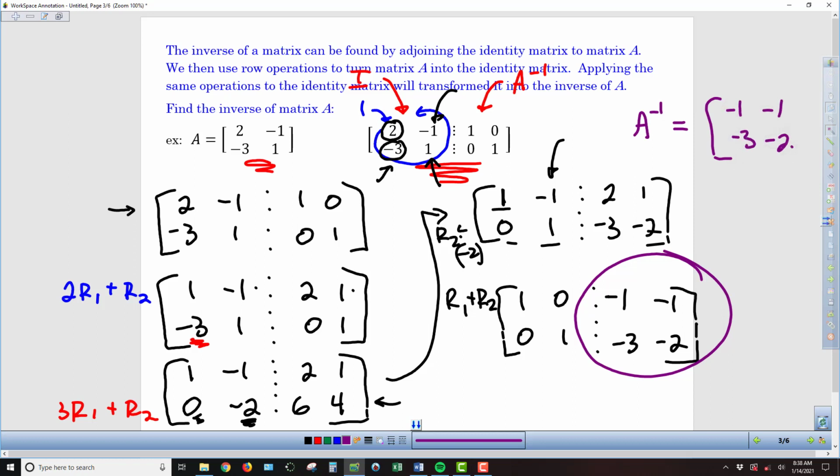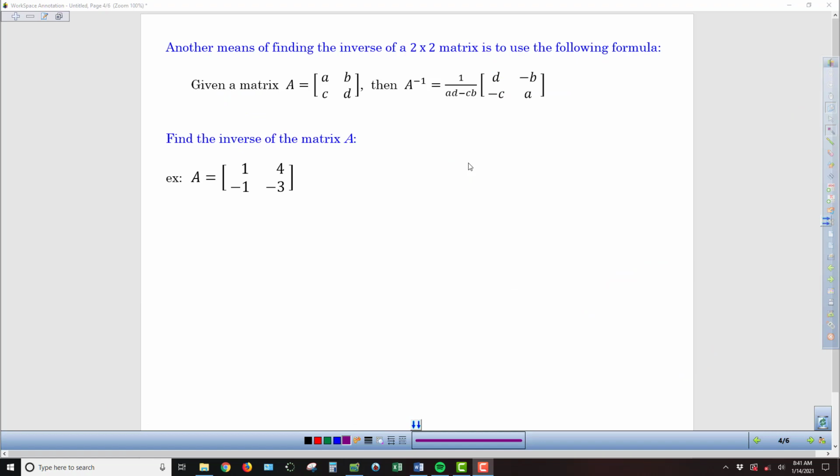So the inverse of this original matrix A is the matrix negative 1, negative 1, negative 3, negative 2. So this technique of row operations can be applied to any size matrix, 3 by 3, 4 by 4, 5 by 5, and so on. Now, fortunately, in the case of a 2 by 2 matrix, we do have a shortcut as to how we could find the inverse by hand. This doesn't apply to 3 by 3 or 4 by 4. The row operations method is the only way we're going to be able to find those, which makes us sad. But in the case of a 2 by 2, we do have a shortcut.